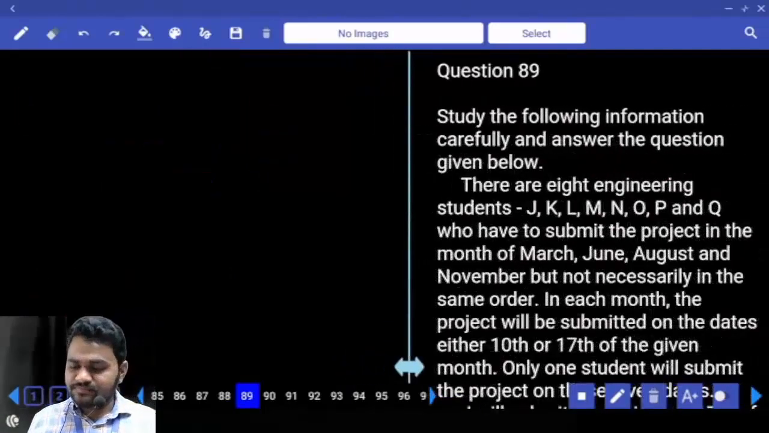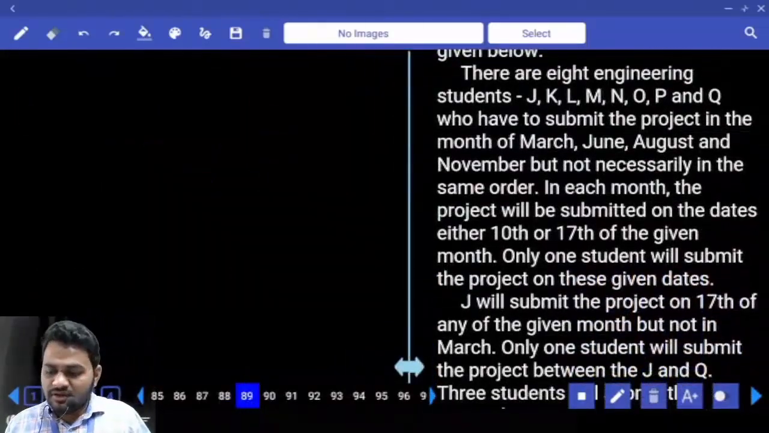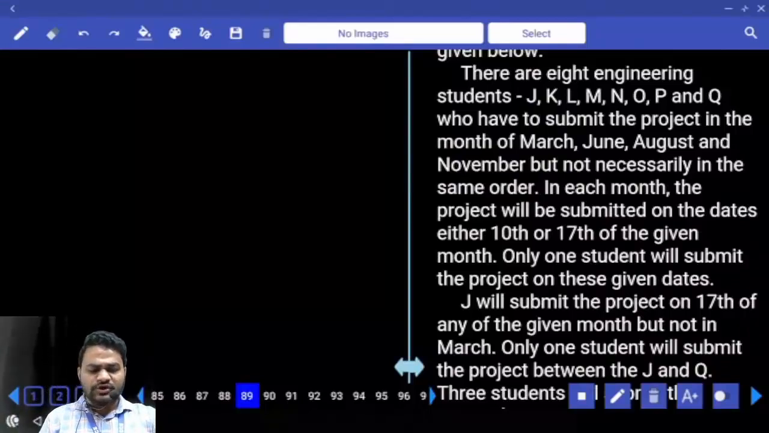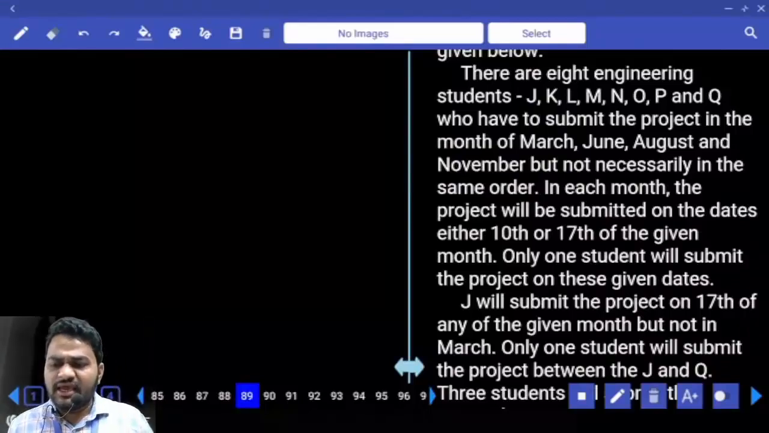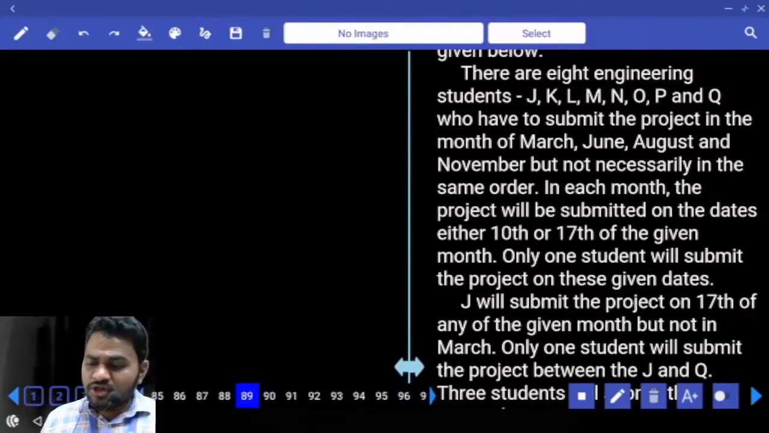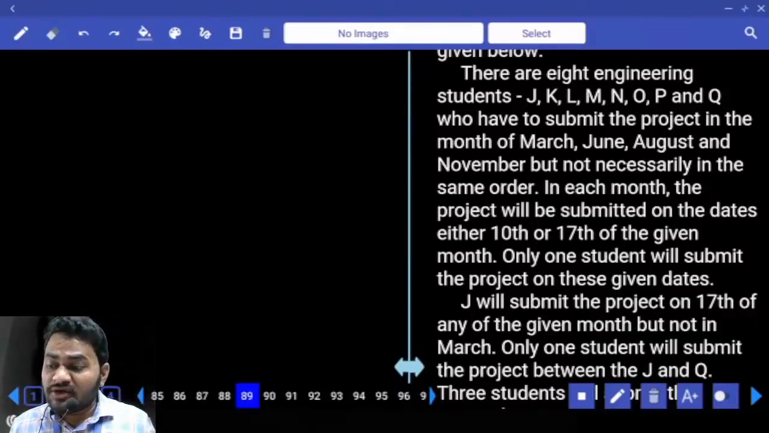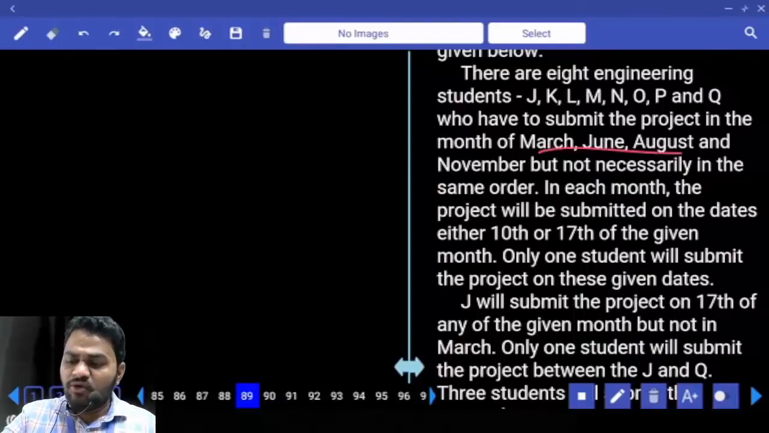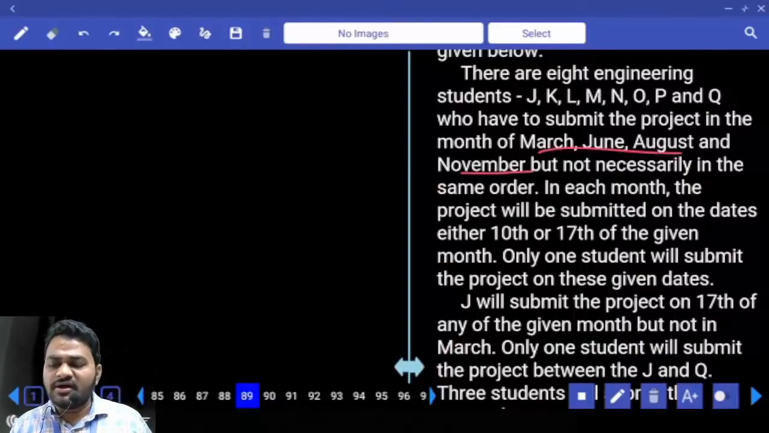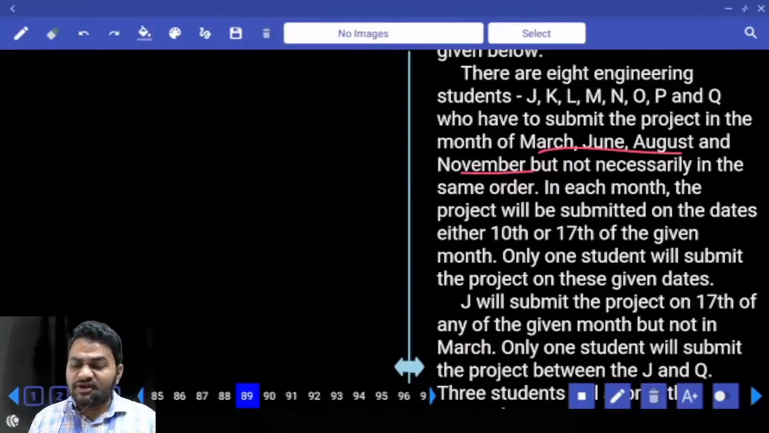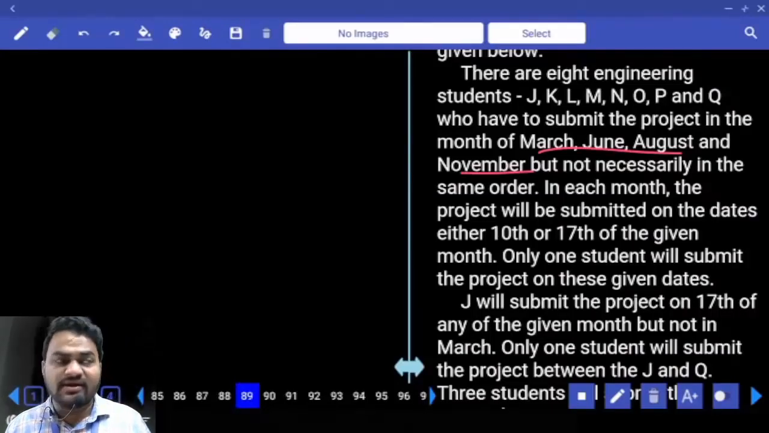Next, there are 8 engineering students J, K, L, M, N, O, P and Q who have to submit the project in the months of March, June, August and November. We have only 4 months, but not necessarily in the same order. In each month, the project will be submitted on the date either 10th or 17th of the given month.